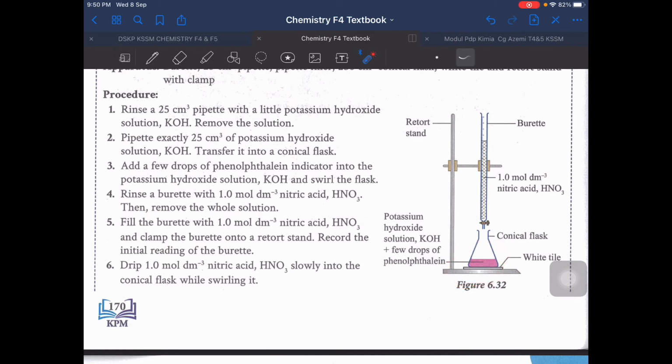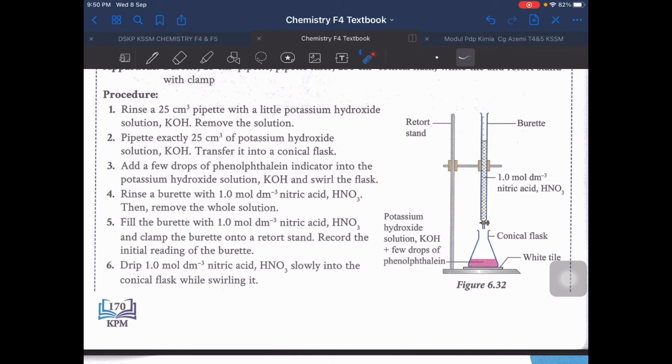Okay, and then you rinse a burette with 1.0 mole per cubic decimeter of nitric acid. Why you need to rinse the burette first? Because kita mau buang dulu benda asing di dalam. Kita rinse dulu dengan bahan yang kita mau tuang. So you rinse first. After you rinse, you remove the whole solution. Then baru you fill in the burette with 1.0 mole per cubic decimeter of nitric acid. And then you clamp the burette onto a retort stand. Record the initial reading. Don't forget to record the initial reading.